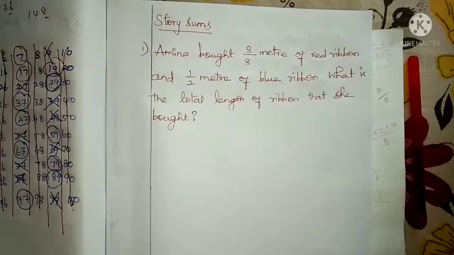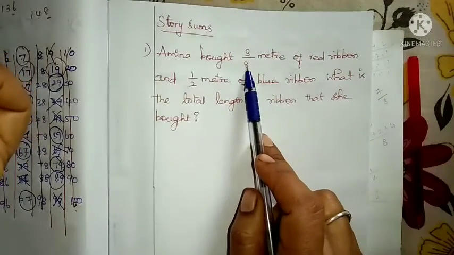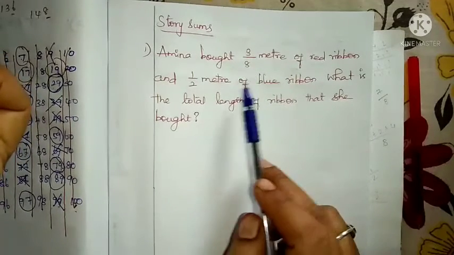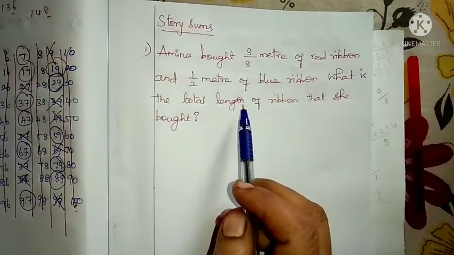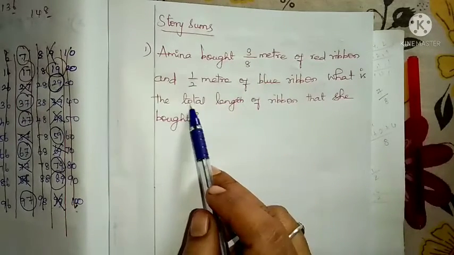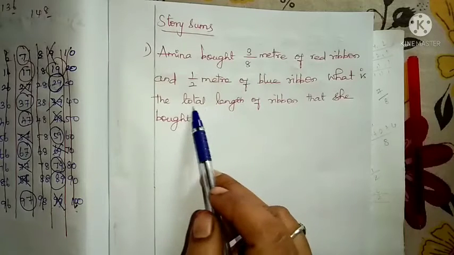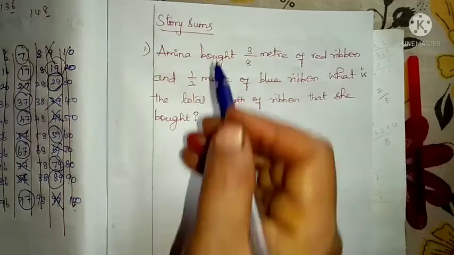Good morning, children. Today we are going to see story sums based on addition, subtraction, multiplication and division. But today we are going to see fraction addition. So how do we do the fraction addition sum? How will you find whether it is addition or subtraction? Addition means they will ask for total or together, like that the question will be, then you have to do addition. So listen here.